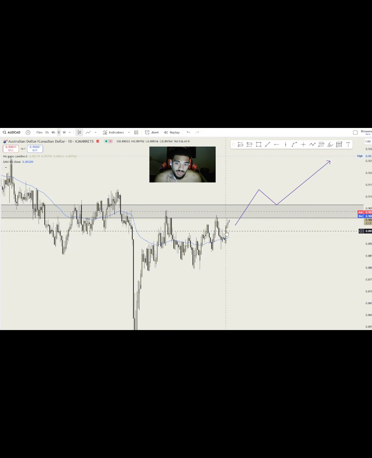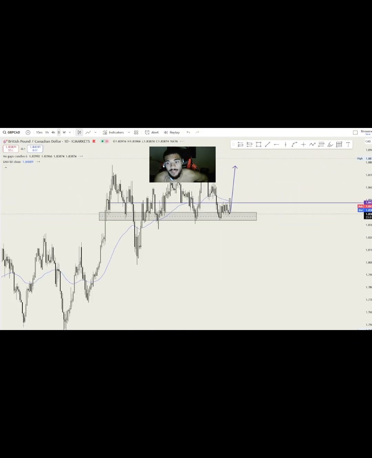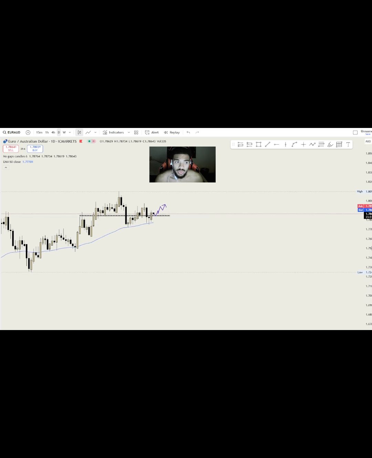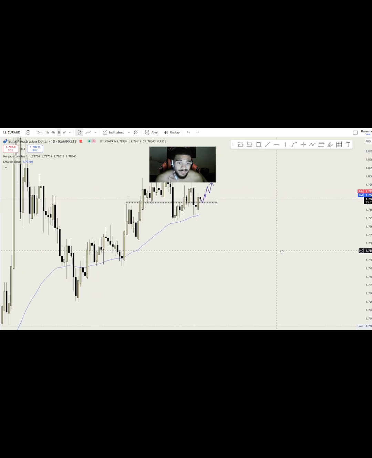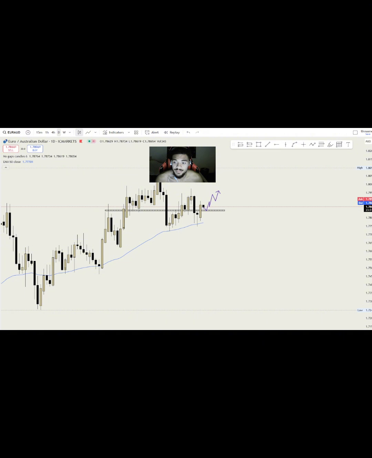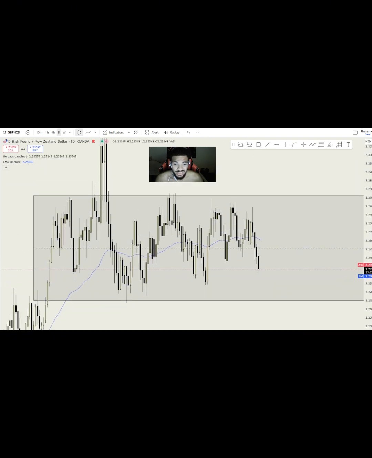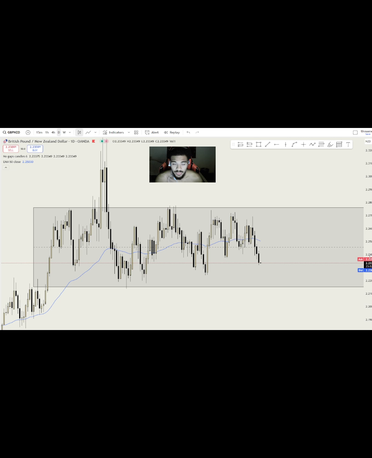AUD CAD, looking for a break and retest. We're looking for a bullish engulfing candle off of this zone, so this could potentially happen this week on GBP CAD. Euro AUD, potential longs, nothing for definite, keep an eye on the Telegram. And you've got GBP New Zealand dollar. I won't be touching this at all for this week.